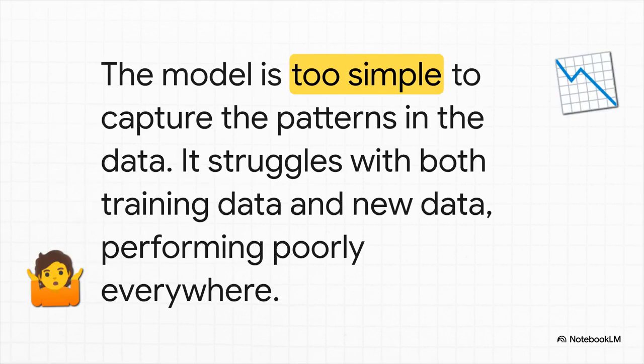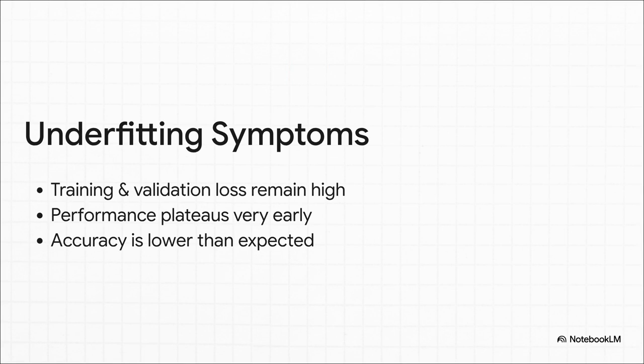Next up, we have the total opposite problem. Underfitting. If overfitting is the student who only memorizes, underfitting is the student who is just not getting the material at all. The model is too simple or hasn't had enough time to learn even the basic patterns in the data. The symptoms here are kinda sad, to be honest. The curves just look flat. Both your training and validation loss stay really high, and they plateau almost immediately. Your accuracy is terrible, and it's not getting any better. The model is basically screaming at you, I'm not smart enough for this problem.